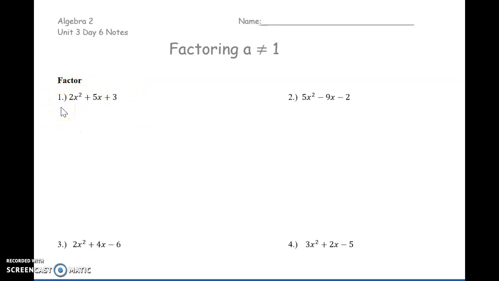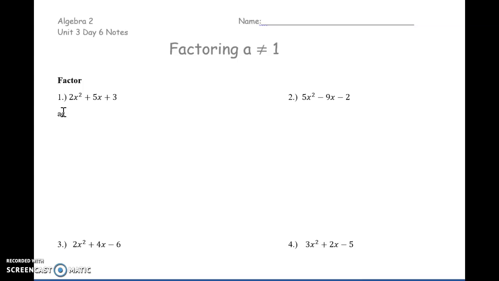You guys will remember that the first thing we always look for when we're factoring is a GCF. Sometimes the equation has a GCF, sometimes it doesn't. In this case, 2x squared, 5x, and 3, the only thing they have in common, their only common factor, is a 1. So it doesn't do us any good to factor that out. So we'll skip the GCF step and we'll go directly to the step where we are multiplying a and c together.